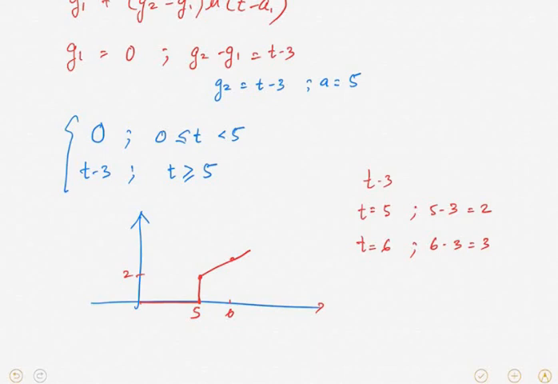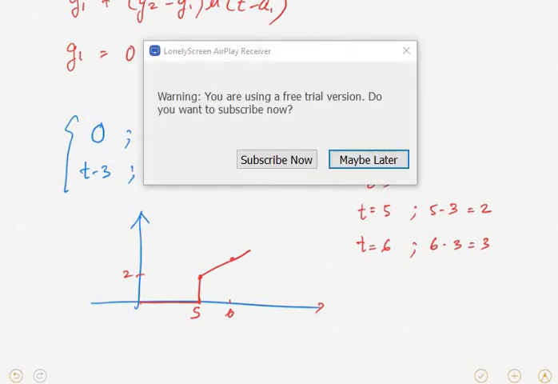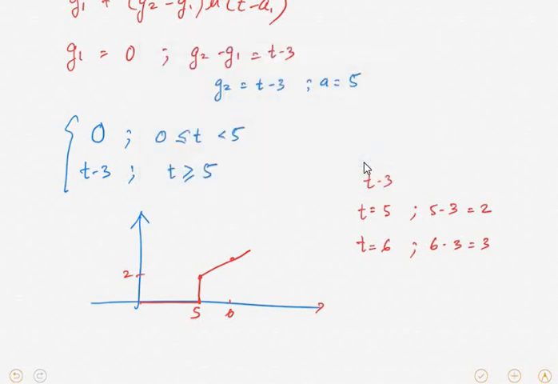So now you know how to use the second shift theorem to find the inverse Laplace transform, and then from the unit step function you change to a step function and then plot a graph.